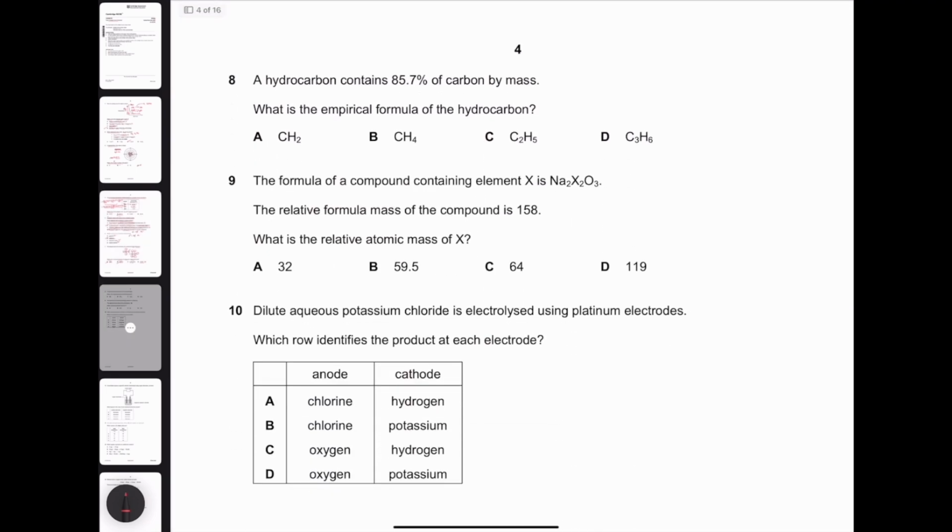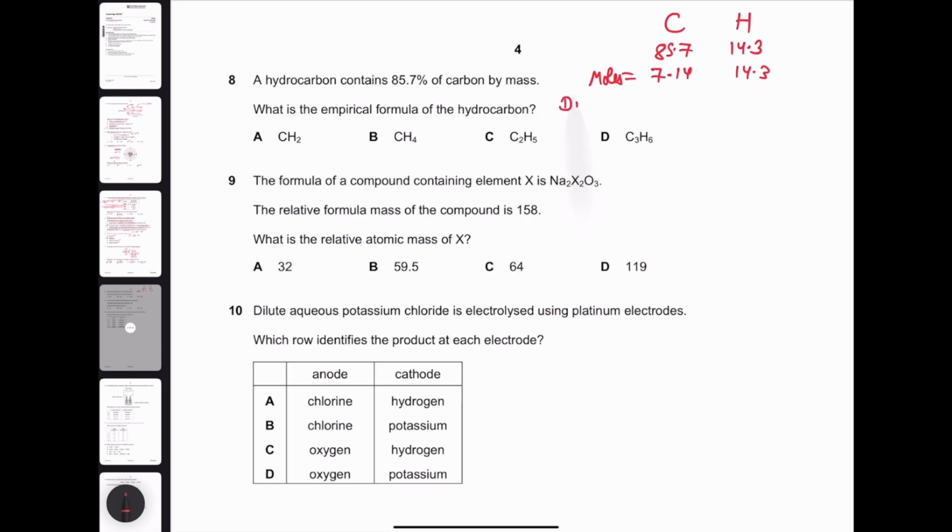A hydrocarbon contains this much carbon by mass. See, now this is a hydrocarbon, means it contains carbon and hydrogen. It is containing 85.7% carbon by mass. Then 100 minus 85.7, 14.3 must be hydrogen. Alright, now what we need to do is figure out the moles. So if you divide 14.3 by 1, because the atomic mass of hydrogen is 1 only, the moles is 14.3 only. But for carbon, you divide 85.7 by 12. The moles are coming out to be 7.14.